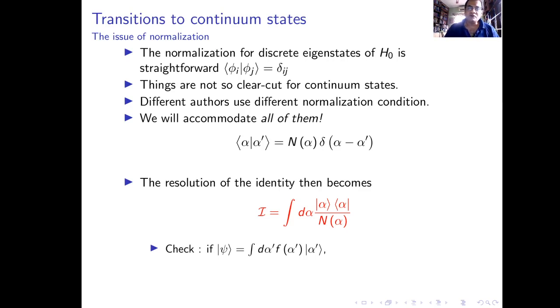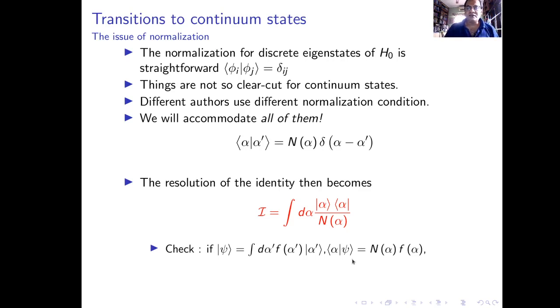So how do you find f of alpha prime? Simple. If you take the overlap of the ket psi with the ket alpha, or basically apply the bra alpha on the ket psi, this integral becomes very simple because of the bracket bra alpha ket alpha prime, which is a delta function, and you end up with n alpha f of alpha.